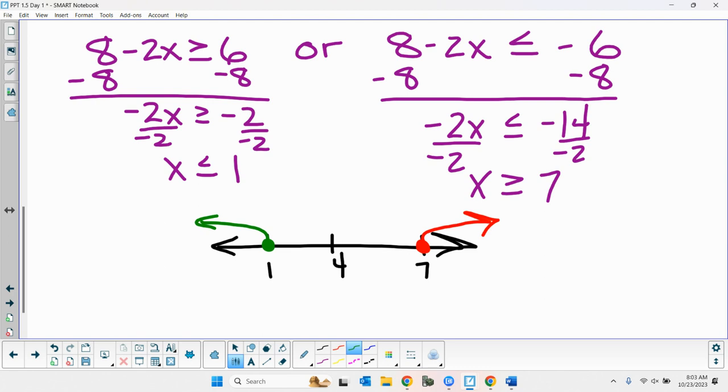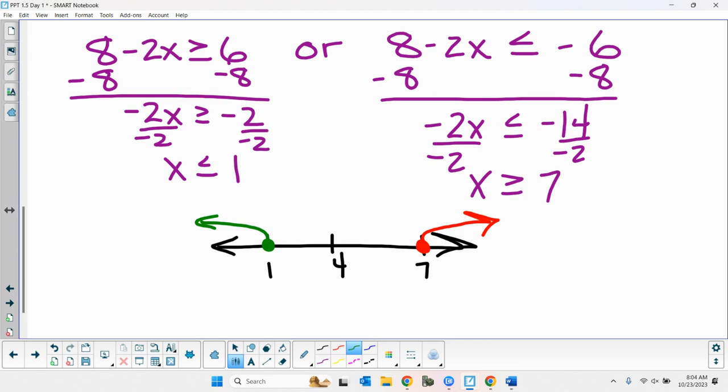Okay. If the ors go towards each other, it means all real numbers are going to work. Okay? If the ands go opposite each other, it's going to mean there's no solution because they don't overlap. And that'll happen once in a while. Not very often.